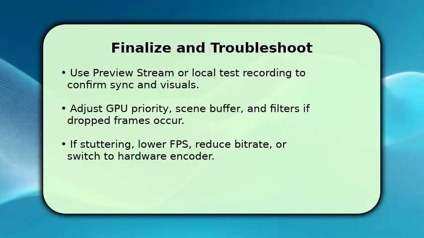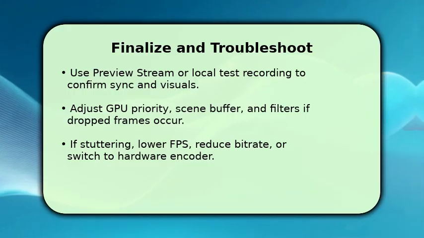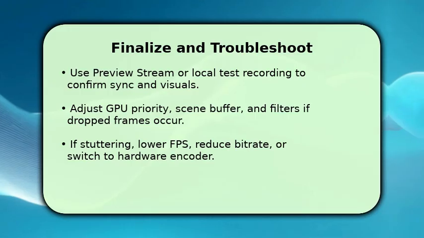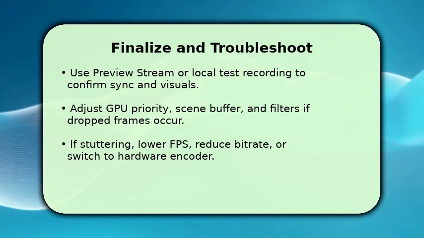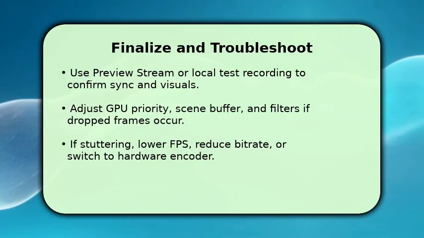If you see dropped frames or stutter, make incremental changes. Lower FPS from 60 to 30, reduce bitrate, or switch encoders to hardware. Also verify game mode or background apps aren't stealing resources. One quick troubleshooting tip: enable the stats window to watch encoder lag and dropped frames in real time, which points directly to CPU, GPU, or disk bottlenecks.